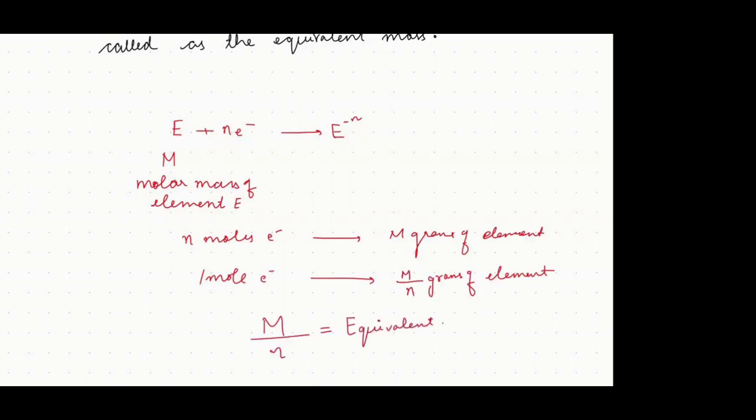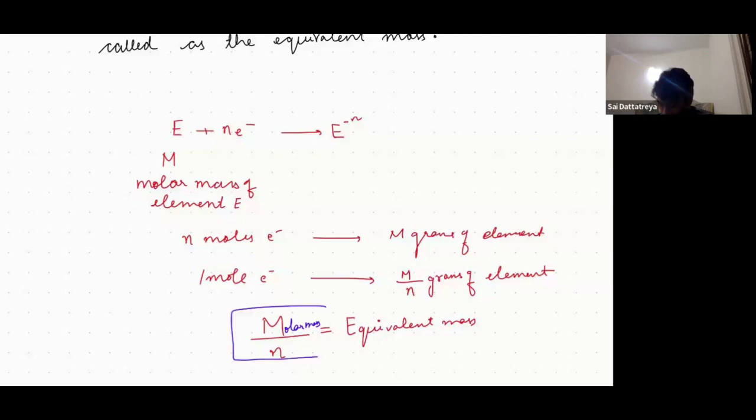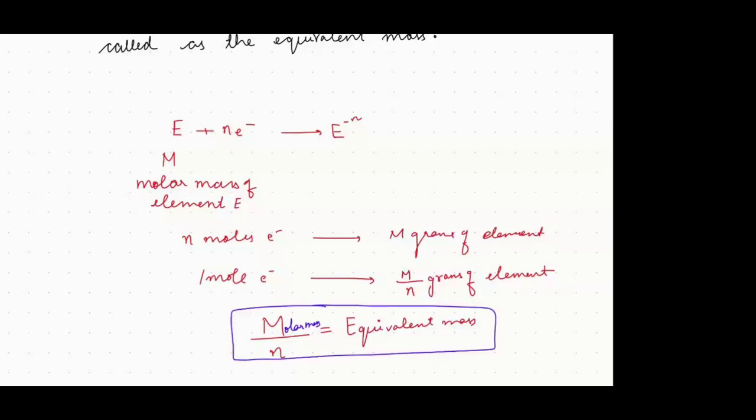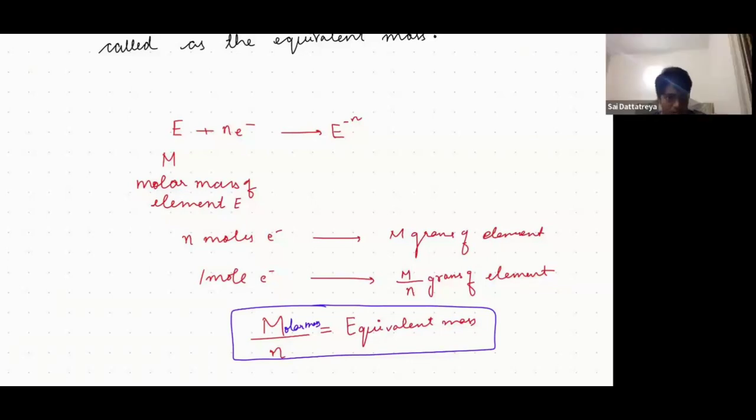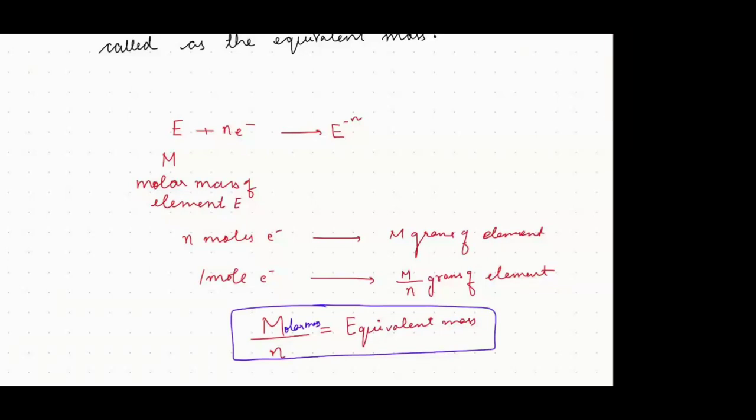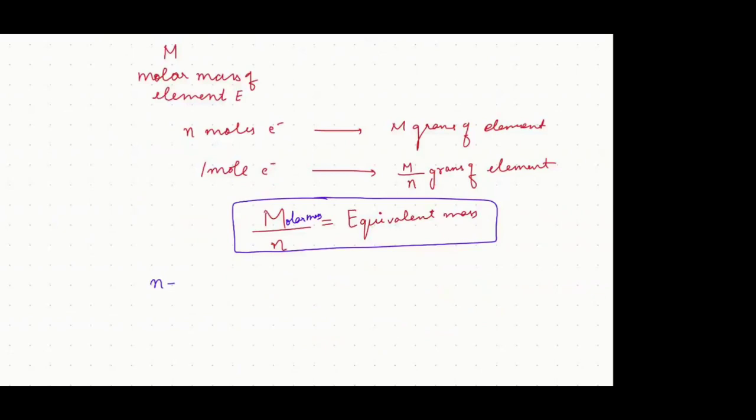Yes or no? The first relation that we get is that molar mass upon n would be equal to the equivalent mass. Do you understand my point? So what is n here? Generally that n is called the n factor. But for the elements, it is the valency. It could be a metal or it could be a non-metal, it doesn't matter.